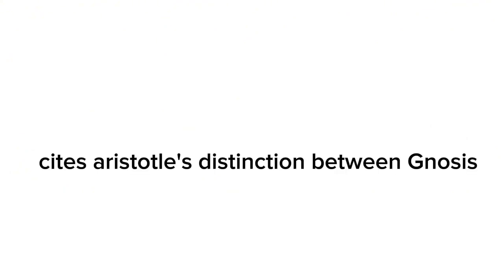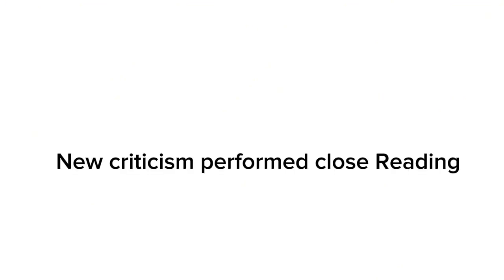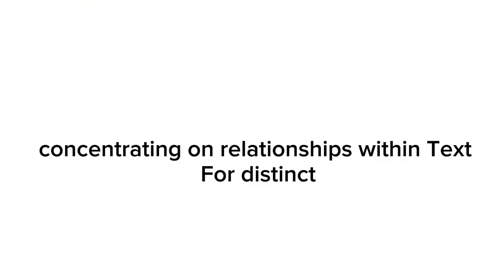Sidney's An Apology for Poetry cites Aristotle's distinction between gnosis, that is knowledge, and praxis, that is action. New Criticism performed close reading, concentrating on relationships within the text for its distinctive character. Negative capability, a term coined by John Keats, describing the capacity for uncertainties and doubts without irritable reaching after fact.